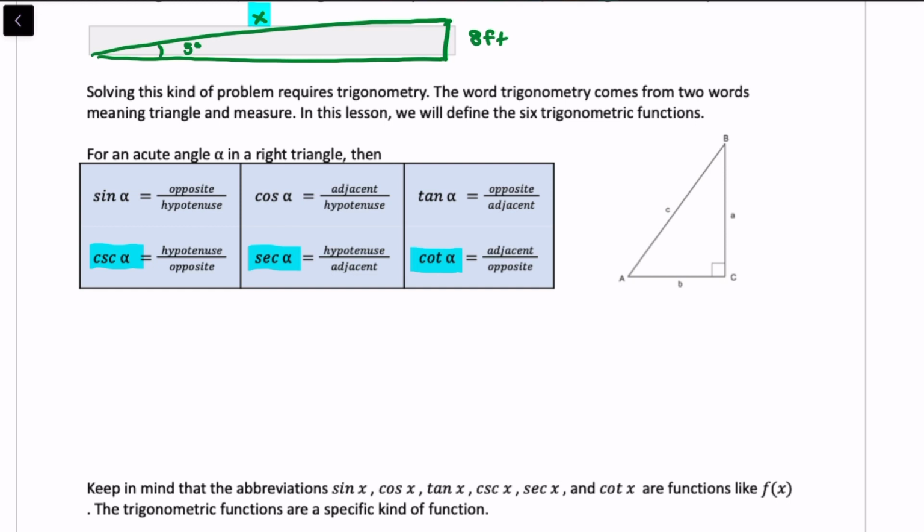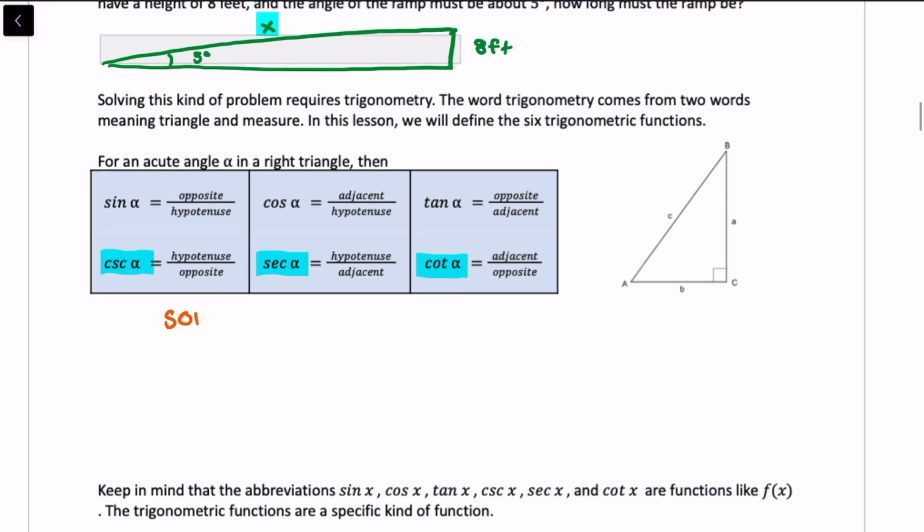So we have these functions, and if we're looking here at this diagram, one way we can remember this is SOH CAH TOA. And so if I wanted to find the sine of angle A, if I was standing here at angle A, opposite of me would be side A. The hypotenuse of this triangle is C. So the ratio here would be sine of angle A equals A over C.